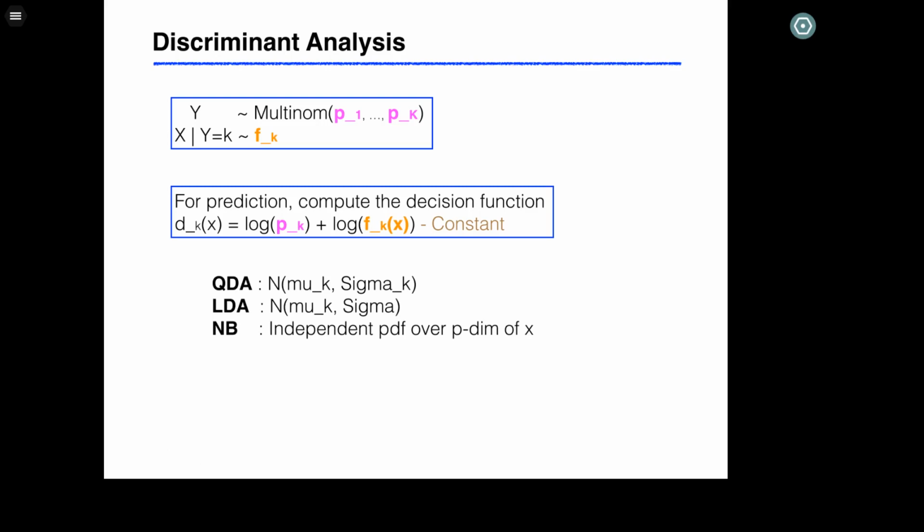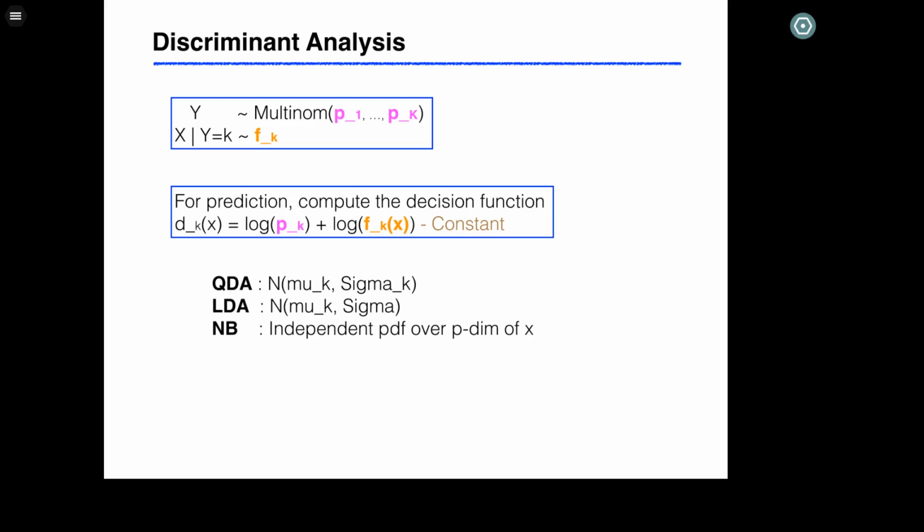Previously, we talked about discriminant analysis, where we model the joint distribution of x and y as follows. Y is a discrete random variable taking capital K different values, so we model the corresponding probabilities as P1, P2, until P sub k. And given y is equal to k, we model the p-dimensional feature x with a distribution function f sub k.